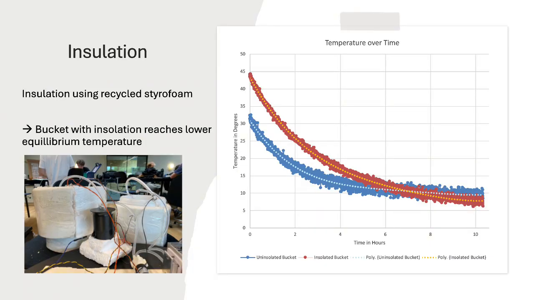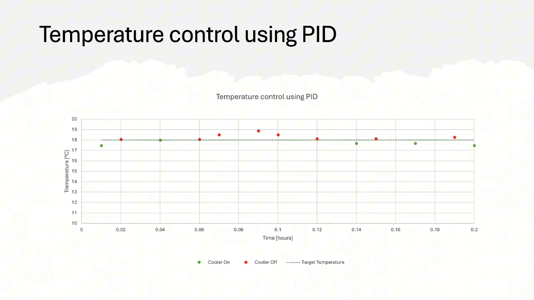As we can see on the graphs on the right, our insulated bucket worked way better than our non-insulated bucket. By using a PID controller on our heat exchanger, we were able to stabilize the temperature of our mussel bucket at an almost constant 18 degrees Celsius.